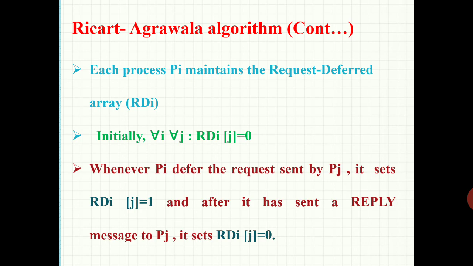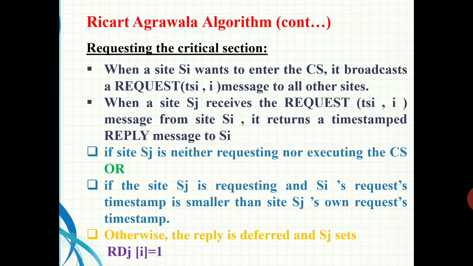In addition to the request deferred array, we are using a queue for maintaining the requests from various processes. The Ricart-Agrawala algorithm contains three sections. The first section is requesting the critical section, the second one is executing the critical section, and the last one is releasing the critical section, or exiting the critical section.